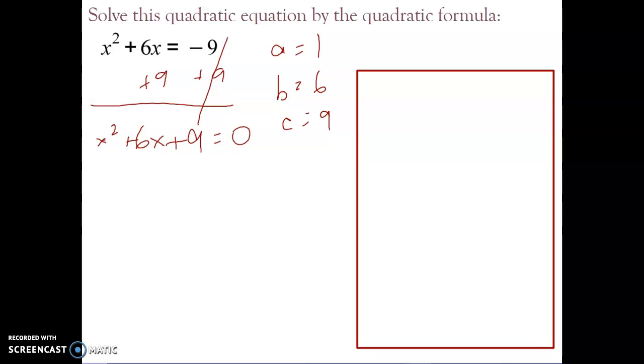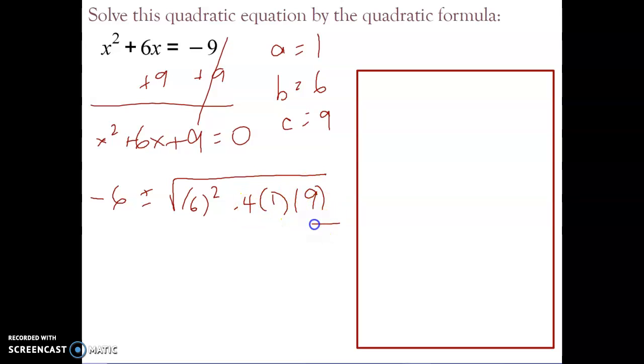So first thing I have negative b, right? So it's always the opposite of whatever this one is. Negative b plus or minus the square root of b squared minus 4ac, all divided by 2a. Okay, now notice my fraction bar goes all the way across, and notice when I did a, b, and c, I looked at this one that's equal to 0, not this one up here.